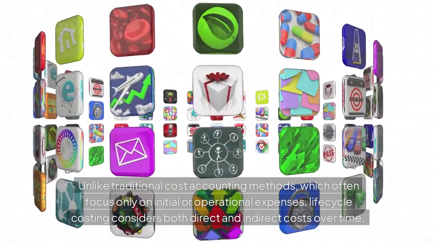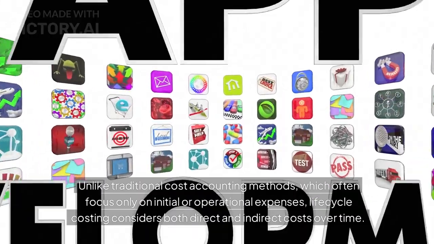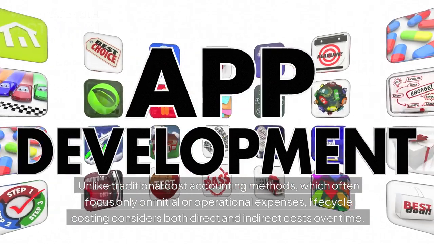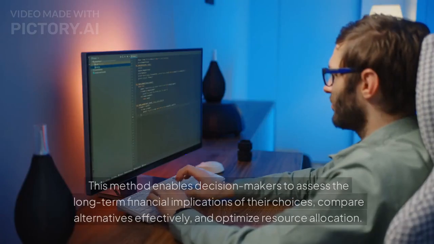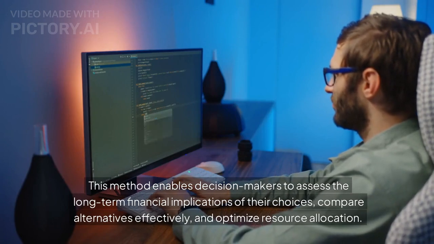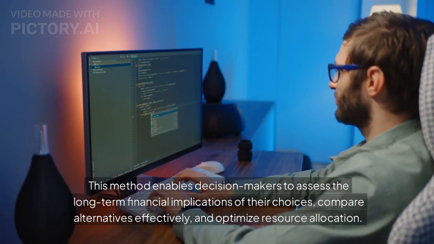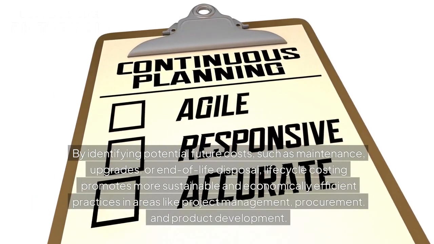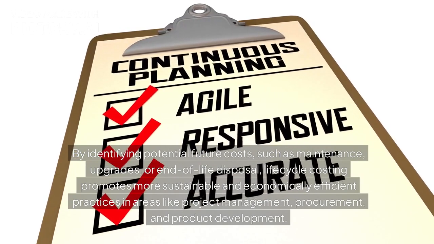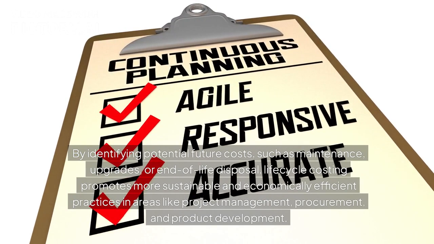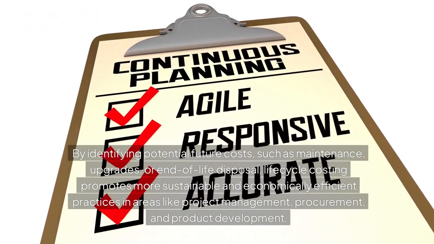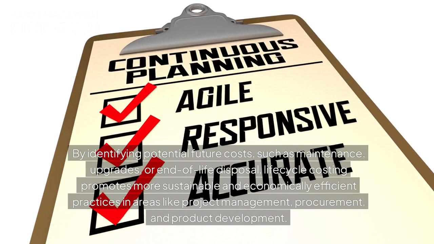Unlike traditional cost accounting methods, which often focus only on initial or operational expenses, lifecycle costing considers both direct and indirect costs over time. This method enables decision-makers to assess the long-term financial implications of their choices, compare alternatives effectively, and optimize resource allocation. By identifying potential future costs, such as maintenance, upgrades, or end-of-life disposal, lifecycle costing promotes more sustainable and economically efficient practices in areas like project management, procurement, and product development.